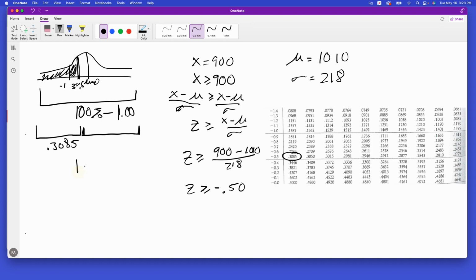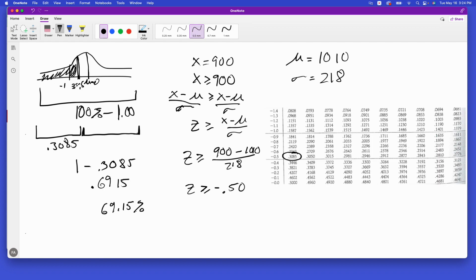So what we would do is 1 minus 0.3085, which gives us 0.6915, or 69.15% of the population. So almost 70%, 69.15% of the population scored a 900 or better on the ACT, according to this information here.